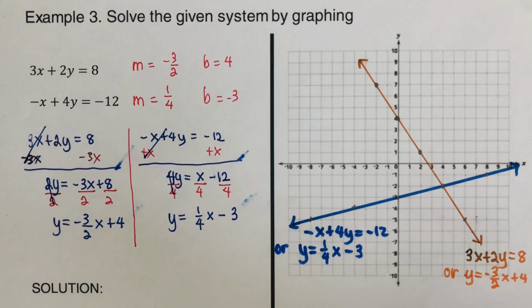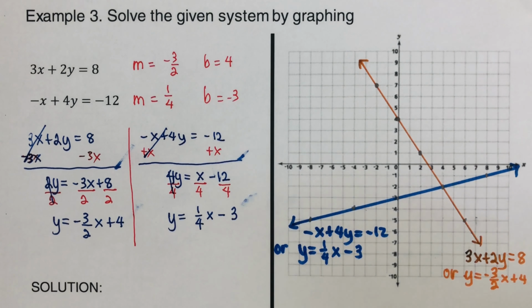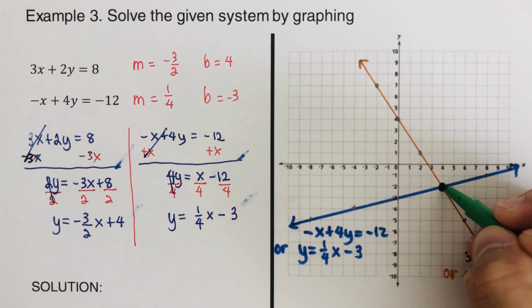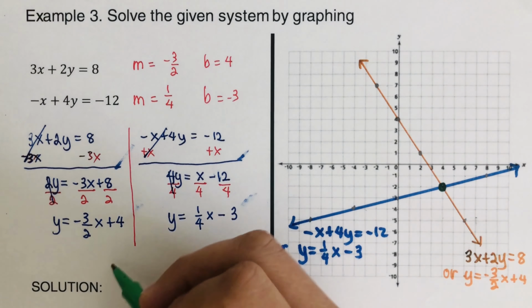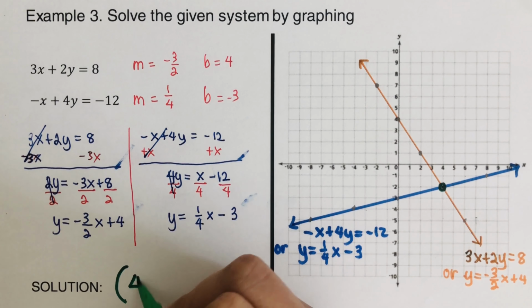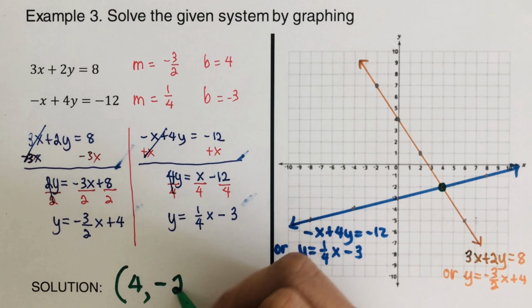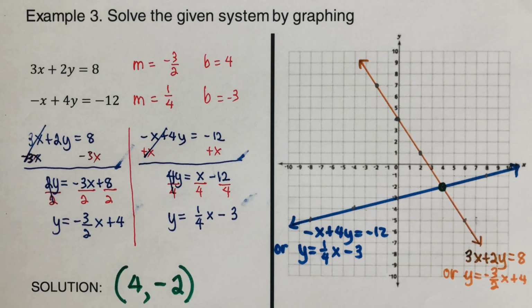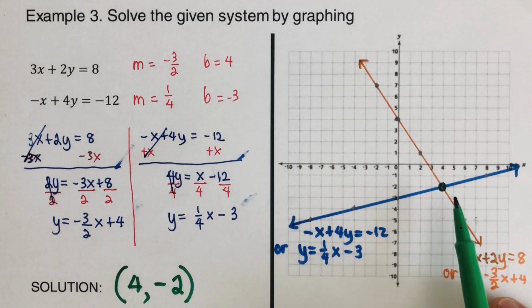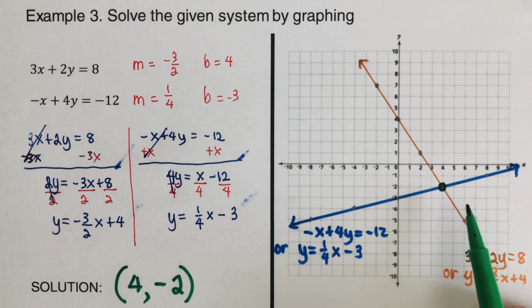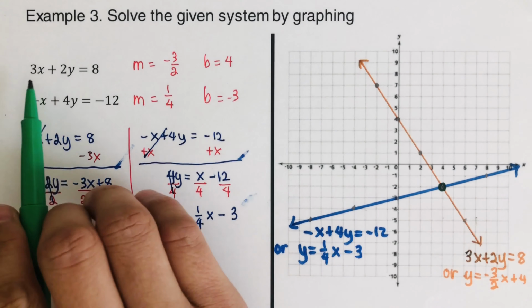Both are equivalent. As you can see here, we already have a solution or point of intersection. So this is the point of intersection right here, which is going to be 4 and negative 2. Again, the solution to a given system of equations, when we have a graphical solution to that, is the point of intersection between the two lines or the curve, or analytically, it is the value of the x and y that would make the equation true.